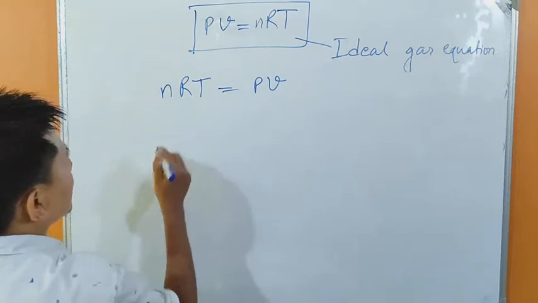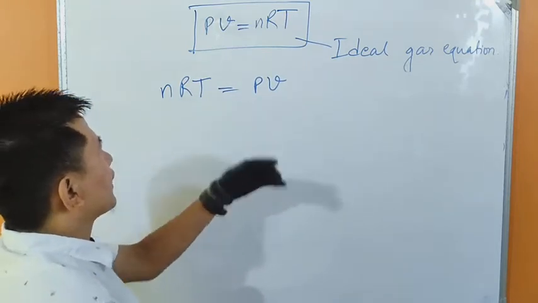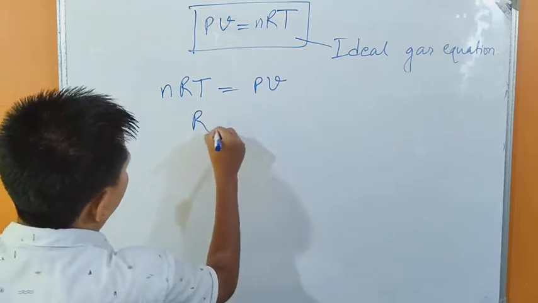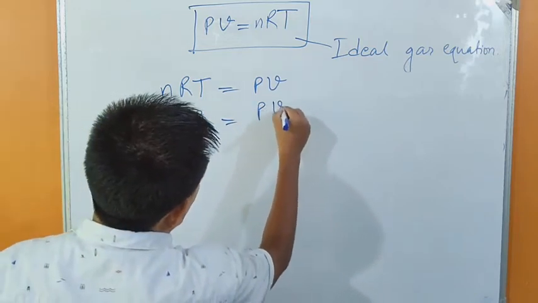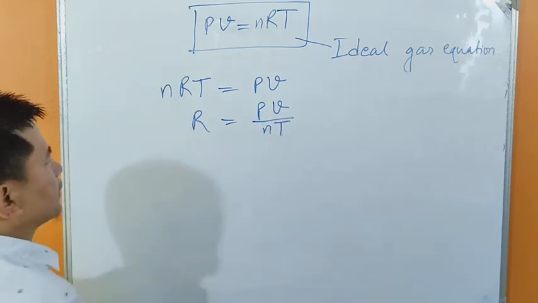We keep R on the left hand side and take n and T to the right hand side by cross multiplication. R equal to PV by nT. nT comes to the denominator.